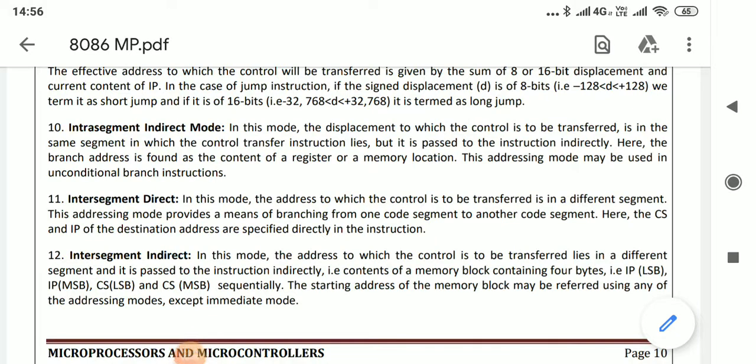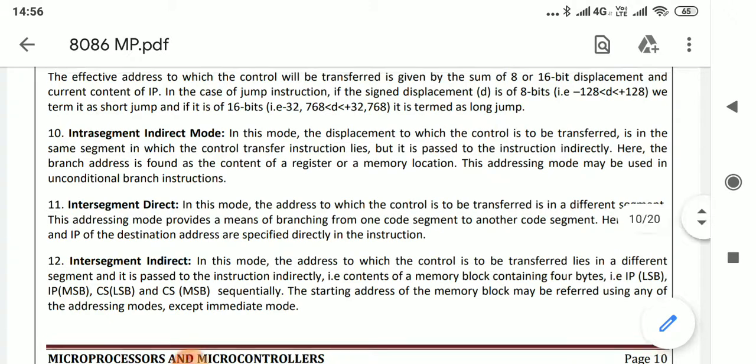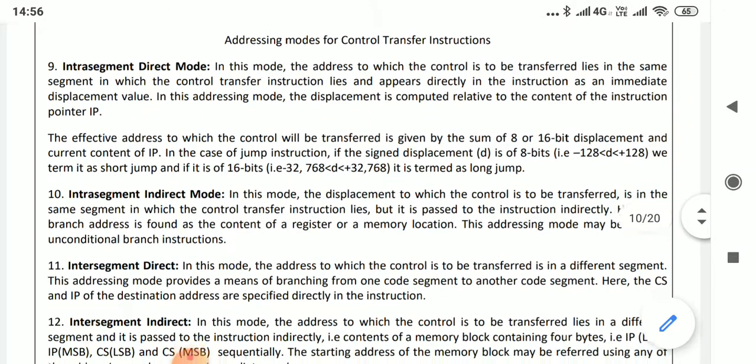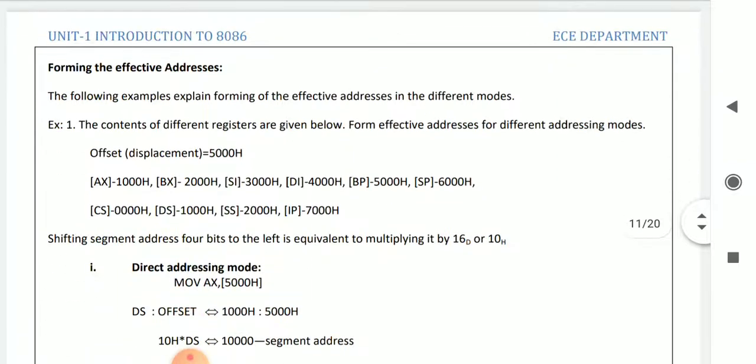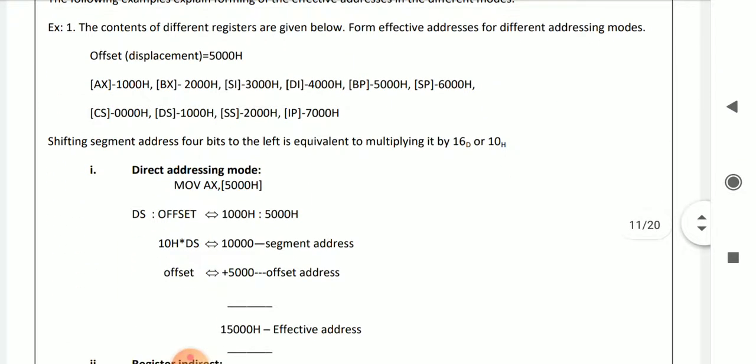Hello students, in the last lecture we finished the addressing modes of the 8086 microprocessor, and here we are going to start some examples related to the addressing modes, or basically how to calculate the effective address or physical address in different addressing modes. There are several examples in this PDF, and we may see here the direct addressing mode.